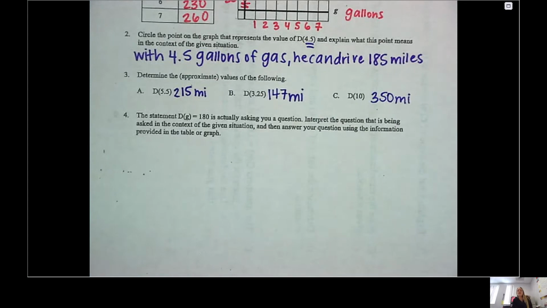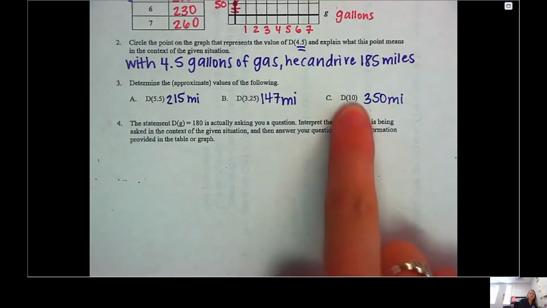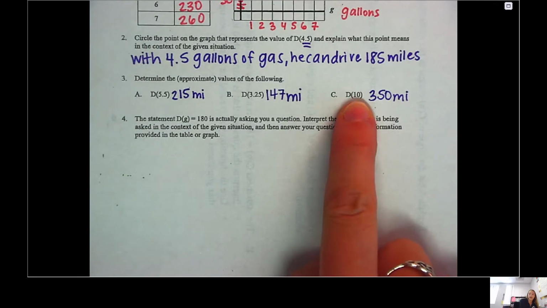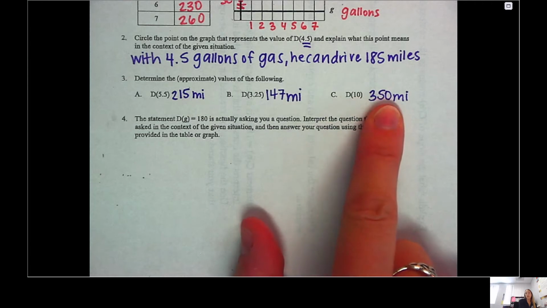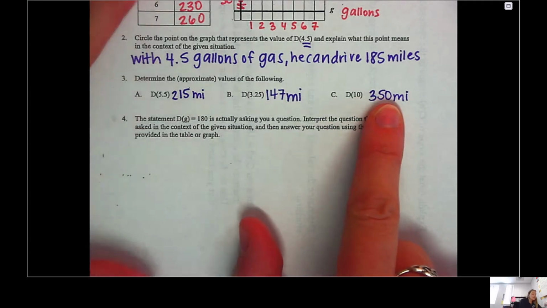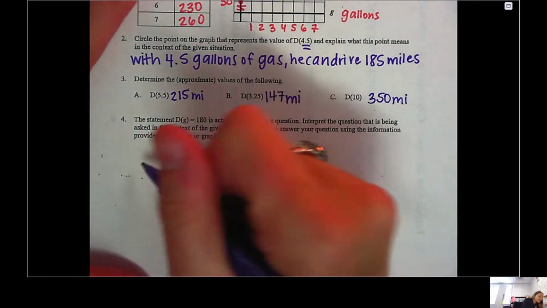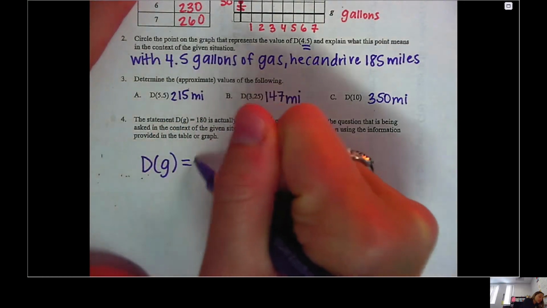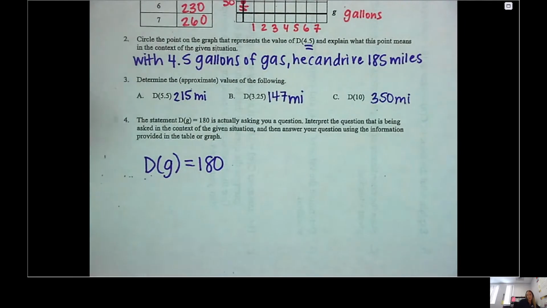The statement D of G equals 180 is actually asking you a question. Interpret the question that's being asked in the context of the given situation, and then answer your question using the information provided in the table or the graph. So, in these problems over here, I said plug in 10 for your number of gallons, and I want to know what the output, the number of miles, is that you can drive. This statement here is a little different. It says D of G equals 180. What does that mean? What does the 180 talking about?